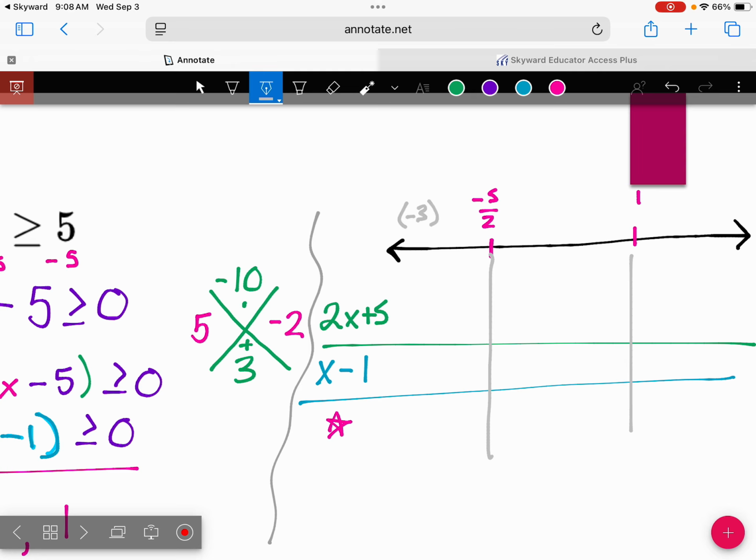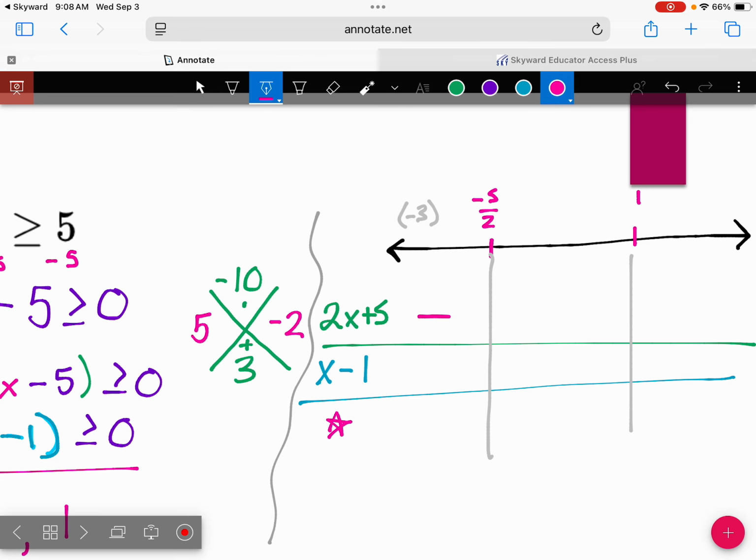I'm going to pick -3 just to kind of think about. You don't have to write down what number you're thinking about. I'm just putting it up there so that we all can see where I am. So if we think about x being -3, will this chunk be positive or negative? Negative. Because 3 times -3 would be -6, plus 5 is still negative. So this piece is going to be negative.